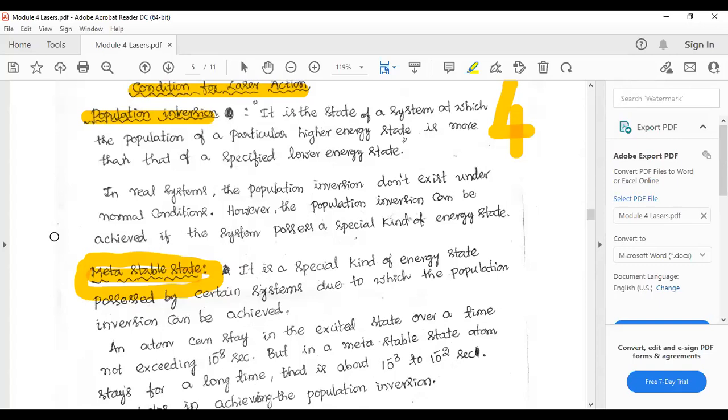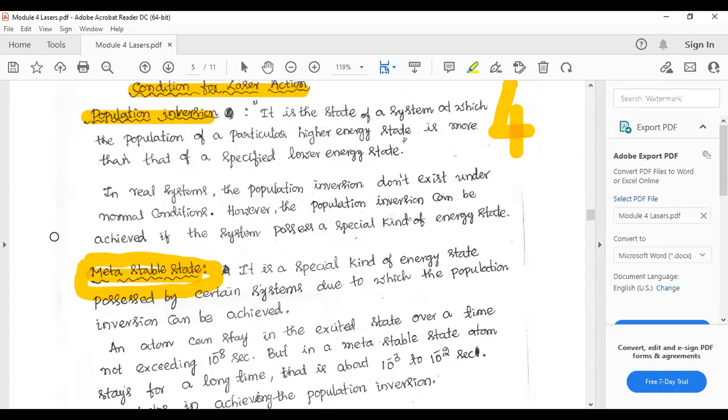One has a lifetime of 10 power minus 9 second, another has a lifetime of 10 power minus 3 second. What is the difference? The metastable state is almost 10 power 6 times more stable than the ordinary excited state. Therefore it is called a metastable state. Again, the metastable state is also an excited state, with a slightly higher lifetime, and that lifetime is sufficient to obtain stimulated photons. This is all about the metastable state.